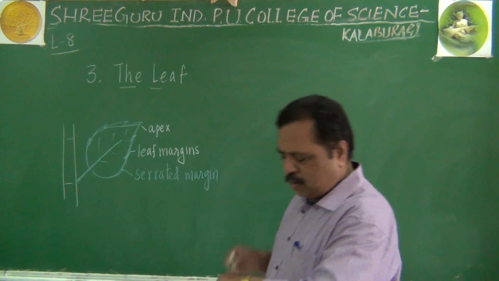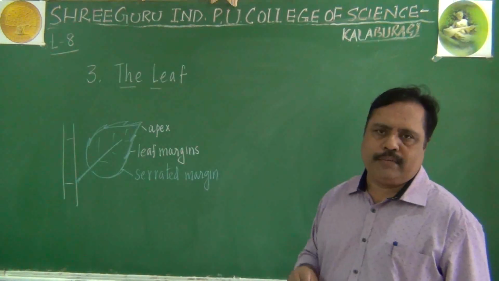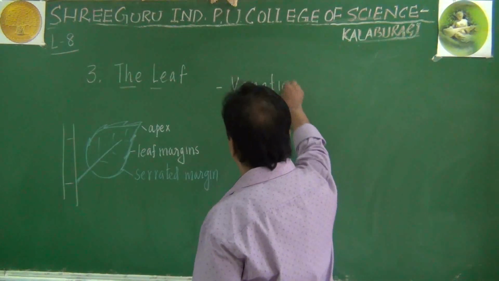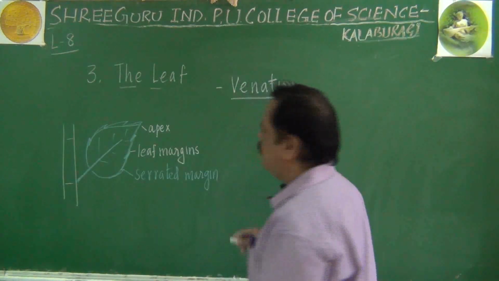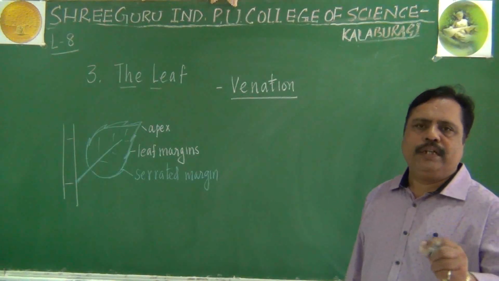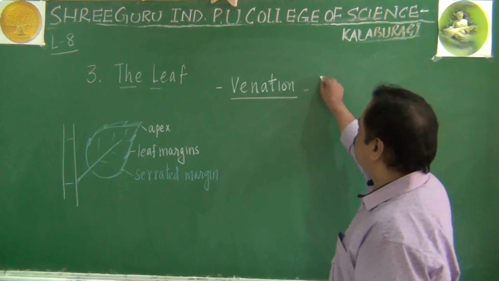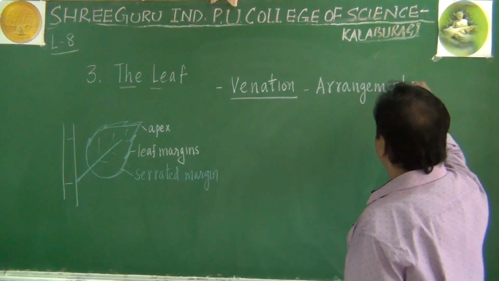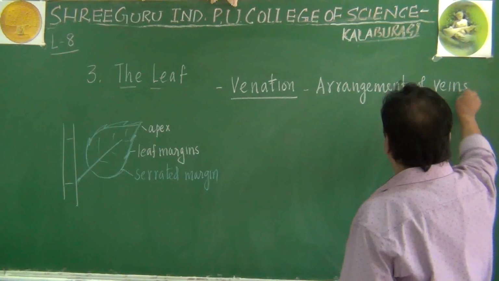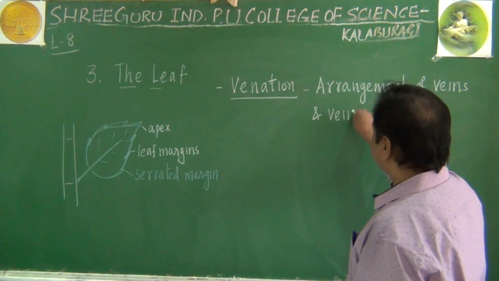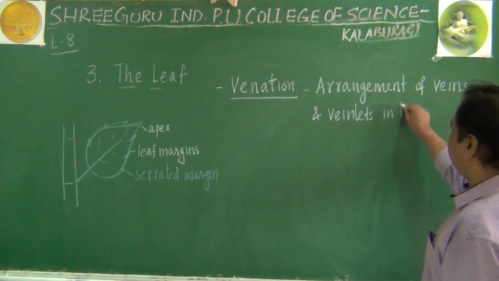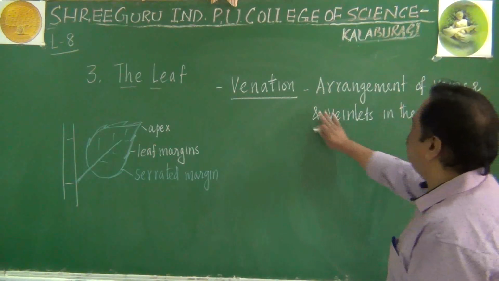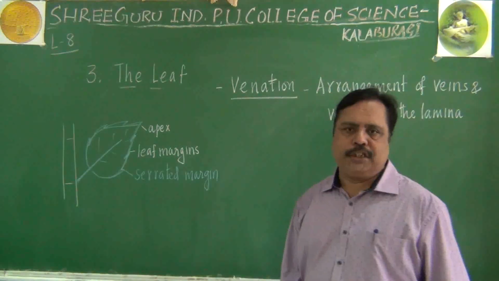Now let me introduce one more terminology related to the leaf. Dear students, we must know what is called venation. One simple point I will introduce here. What is called venation? Venation refers to the arrangement of veins and veinlets in the lamina of the leaf. Arrangement of veins and veinlets in the lamina will be called venation.